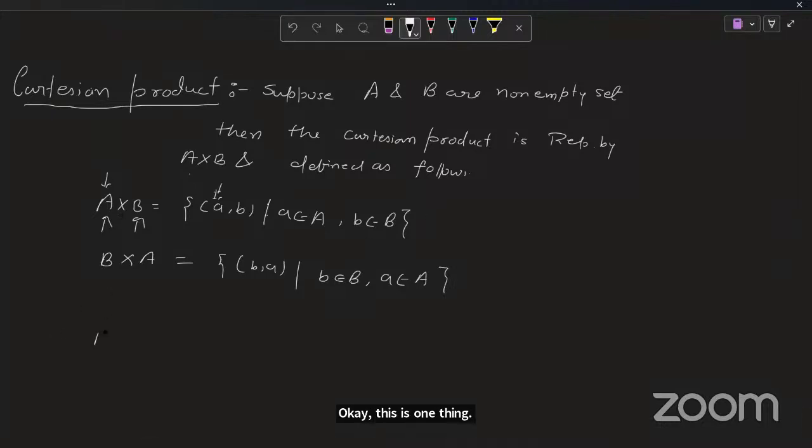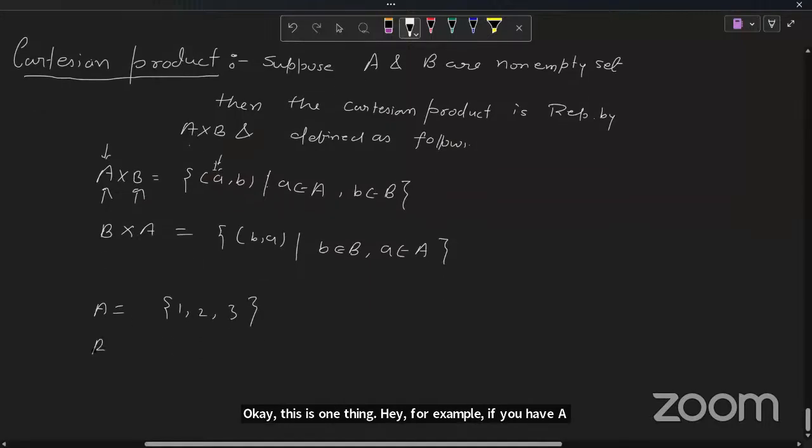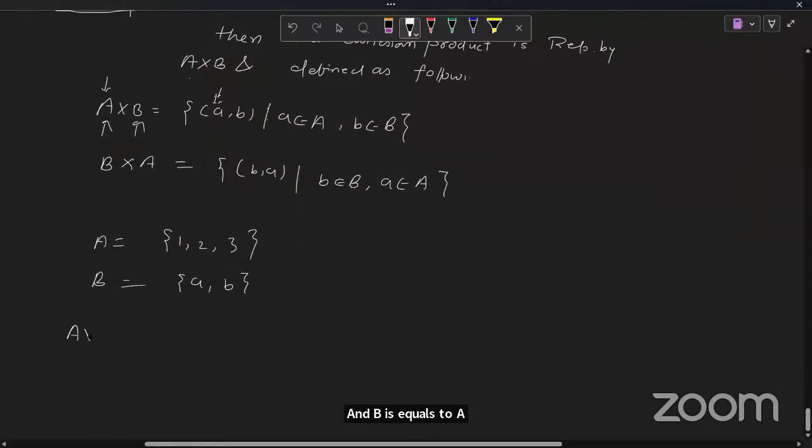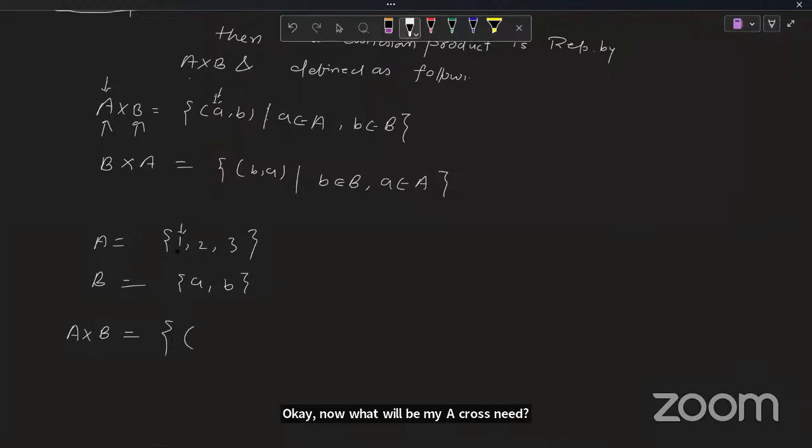For example, if you have A equals 1, 2, 3 and B equals A, B. Now what will be my A cross B? Take 1 and take all the possible pairs. For 1, 1A and 1B. Now 1 is done. Now move to 2: 2A and 2B. Then 3A and 3B.